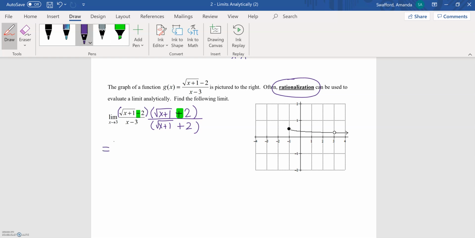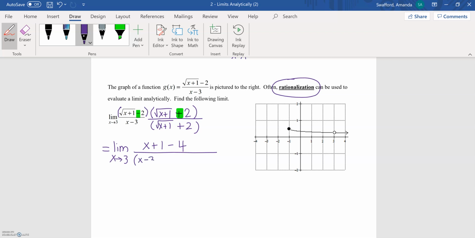Okay, so now let's see what happens. The limit as x goes to 3, and remember I'm doing this because if I plug 3 into the bottom, I get a 0 in the denominator, so I've got to come up with some way to clean this up. As I FOIL the top, the square root of x plus 1 times the square root of x plus 1 is just x plus 1. And negative 2 times positive 2 is negative 4. So that cleaned that numerator up drastically.